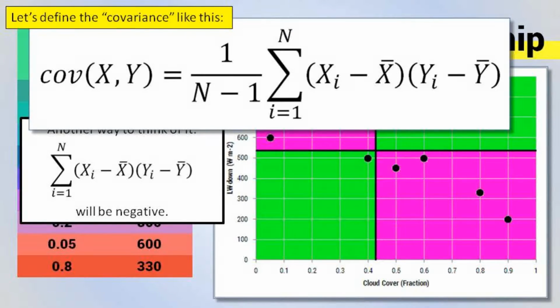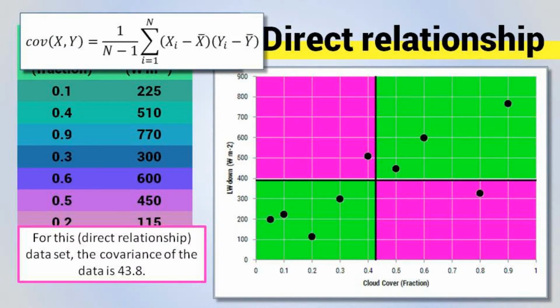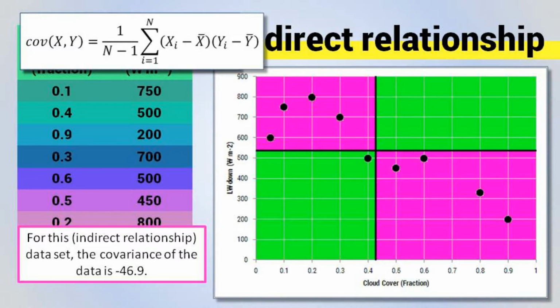Okay, cool. So basically we built up this idea that which quadrant the observation falls in should tell us something about the nature of the relationship between the 2 random variables. That led us to this idea of covariance, a number that describes the nature of the relationship between the 2 data sets. For the direct relationship, I crunched the math, and the covariance is 43.8. Notice I'm not giving you any units yet. For the indirect relationship, the covariance works out to negative 46.9.